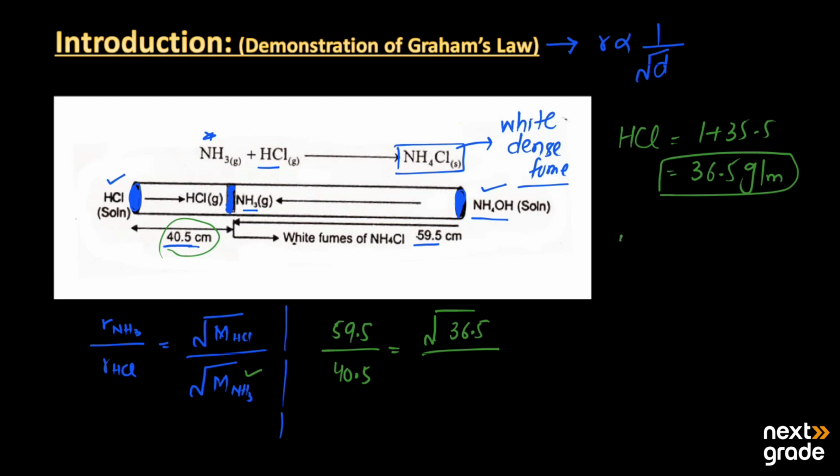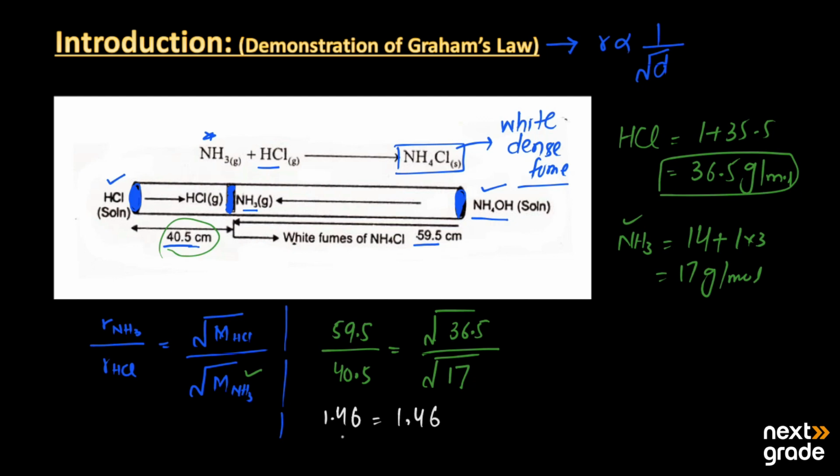ammonia. NH3, in which nitrogen has mass number 14 and hydrogen is 1, multiplied by 3, gives 17 grams per mole. So we take the square root of the molar masses. The answer we get is 1.46, which is equal to 1.46. Hence the law is verified by this simple example. The ratio of the rates of diffusion of two gases and the ratio of the square roots of their molar masses are equal to each other.